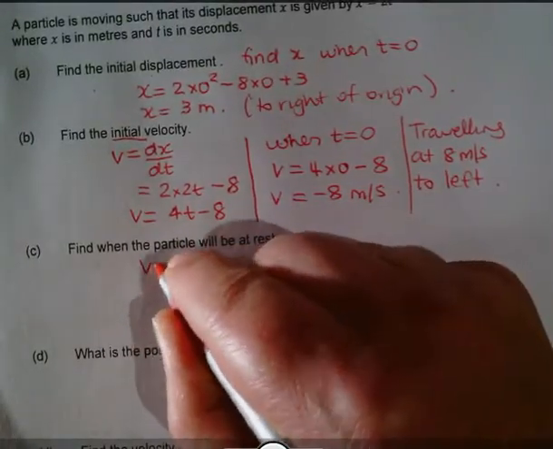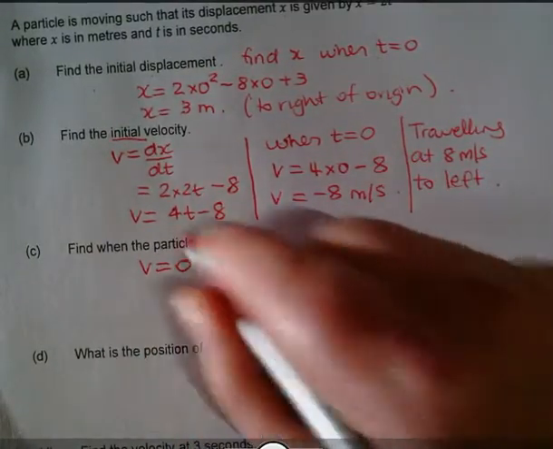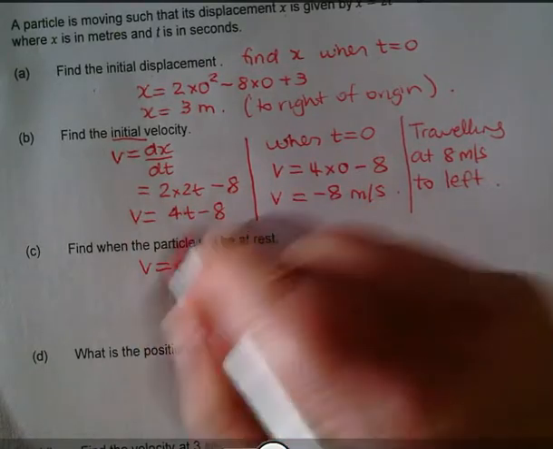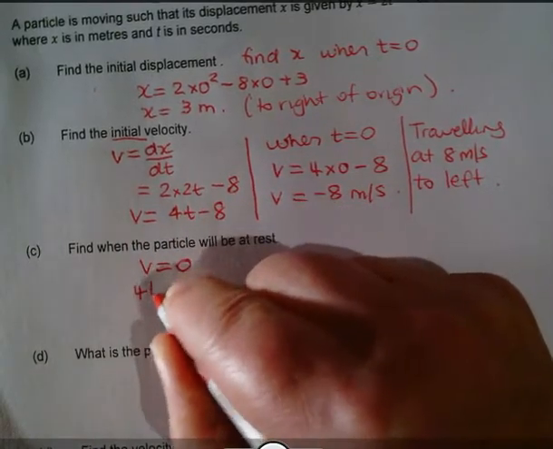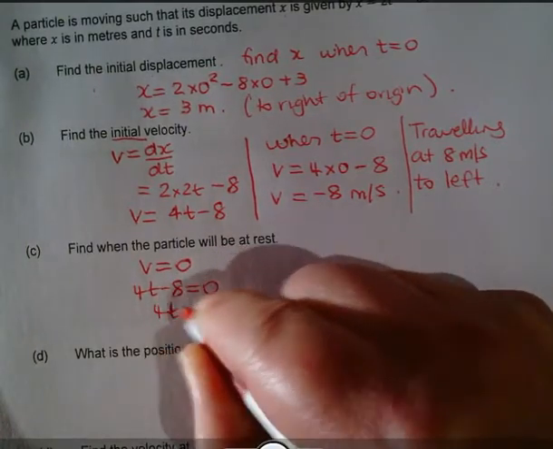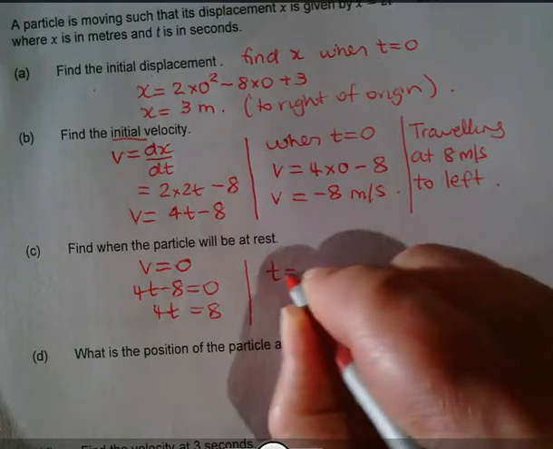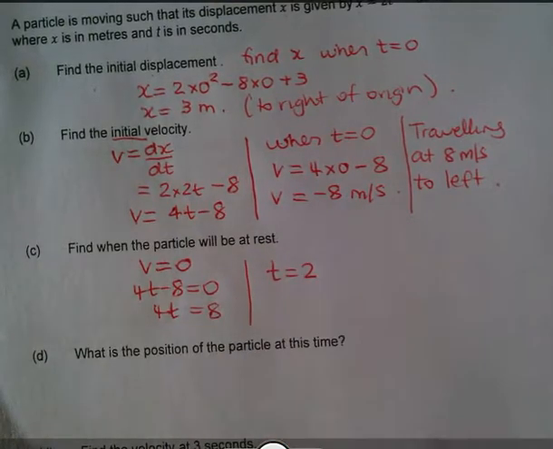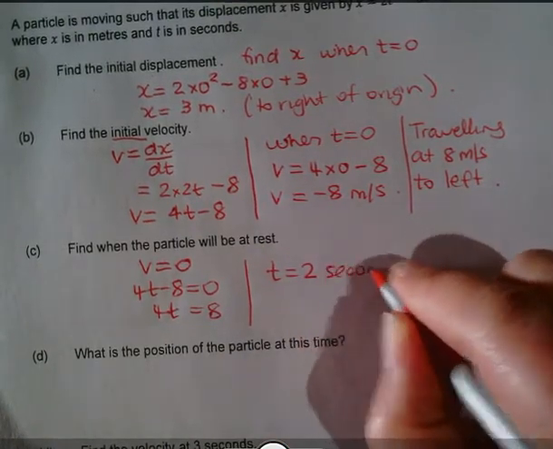Now the next question is to find when the particle will be at rest. Now at rest means that the velocity is 0. It's not moving. So that's my velocity equation. So I just put this equal to 0. So 4t minus 8 is 0. And if I solve that, I get that t equals 2 seconds. So it's 8 divided by 4, which is at 2 seconds.